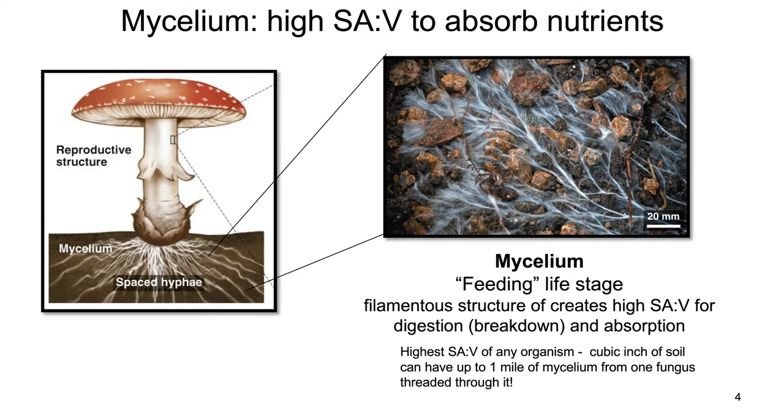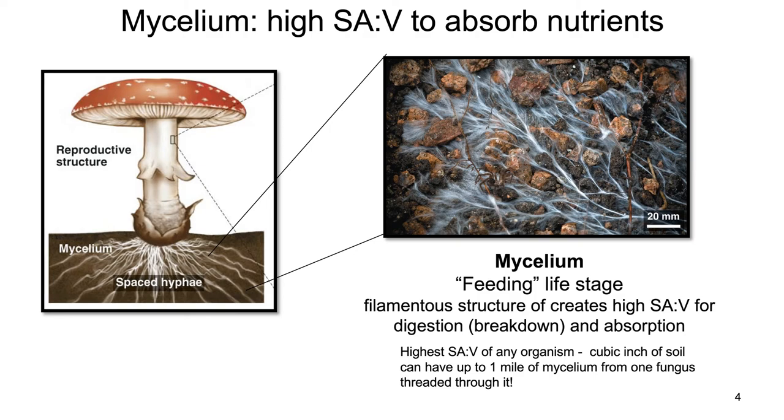And as it turns out, fungi actually have some of the highest, or the highest, surface area to volume ratio of any organism. Just for example, a cubic inch of soil, so just think about that, 1 inch as a cube, can have up to 1 mile of mycelium from one fungus threaded through it if you broke it all down and lined the mycelium up end to end. So, extremely high surface area to volume ratio.